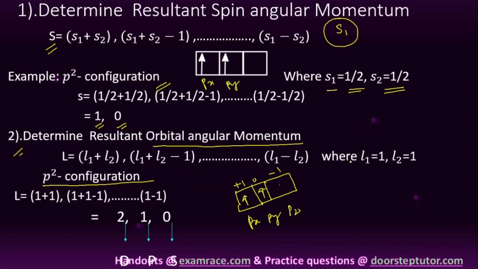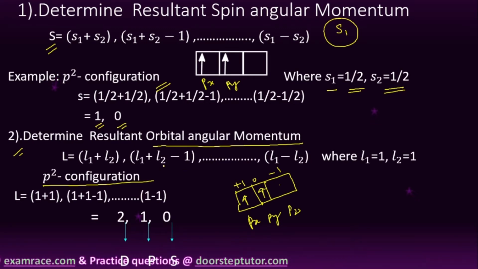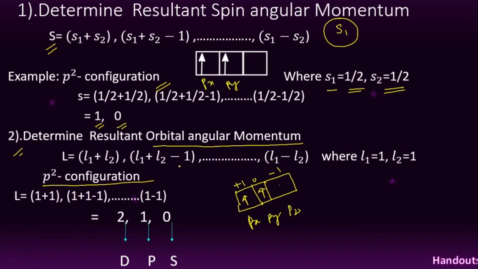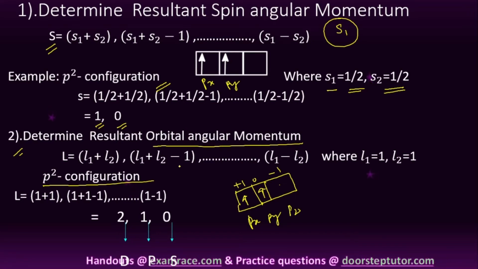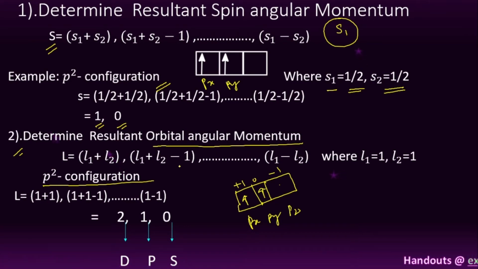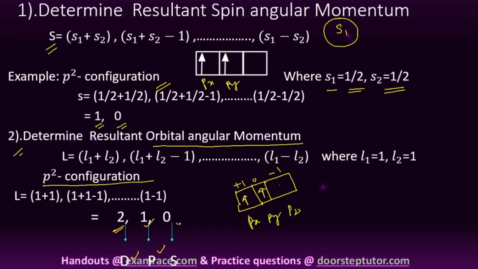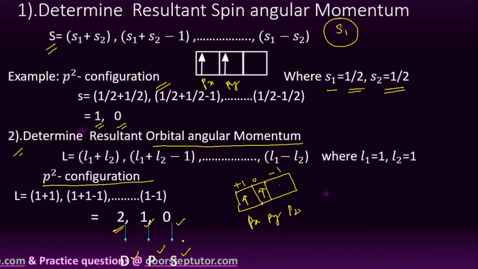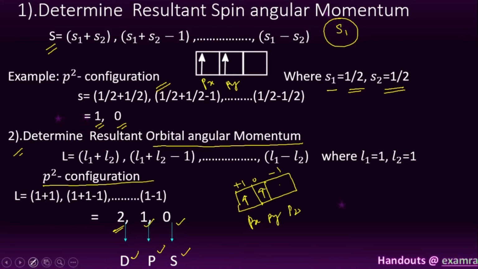Here L1 is equal to 1 and L2 is equal to 1, so we determine L1 plus L2 vectorially. L1 plus L2 is 1 plus 1, equal to 2; 1 plus 1 minus 1, equal to 2 minus 1, that is 1; and 1 minus 1, equal to 0. So the possible term symbols, please remember, this is not the ground state term symbol, are for the p2 configuration, which is very important. Here 2 gives the term symbol D, 1 gives P, and 0 gives S. These are the possible term symbols for the p2 configuration. But what is the ground state term symbol? We will discuss that. Clear, students? So this is the determination of the resultant orbital angular momentum and resultant spin angular momentum.